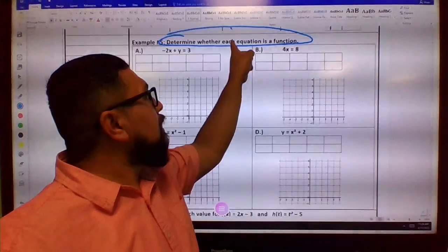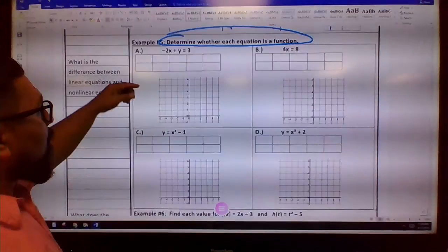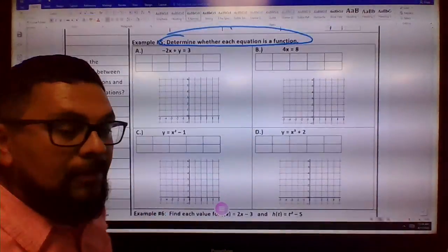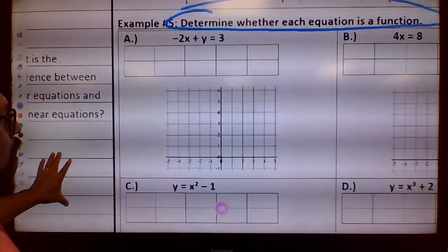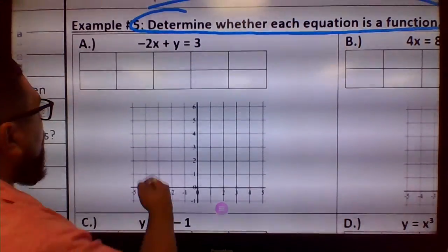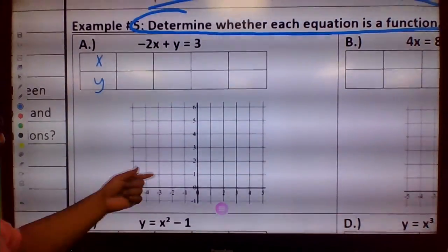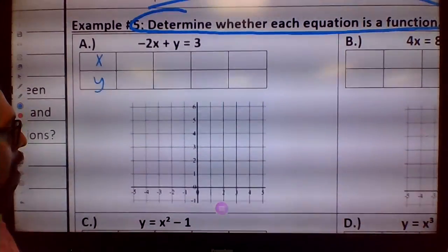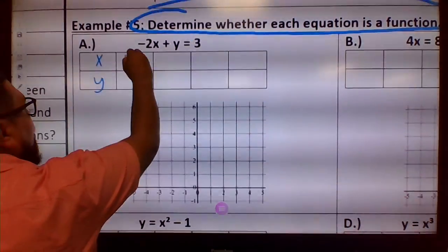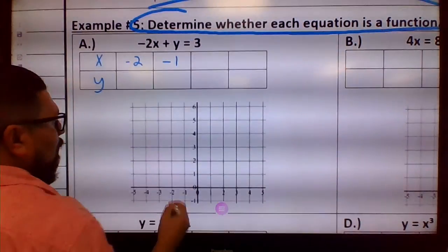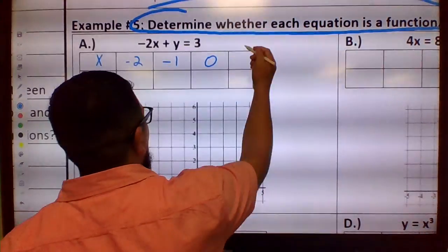Determine whether each equation is a function. All right? So let's go ahead and do A. I'm going to do A and C, and you're going to do B and D. For A, we're going to mark our X and our Y. Let's pick two negative values and two positive values. I'm going to pick -2, -1, 0, and 1.